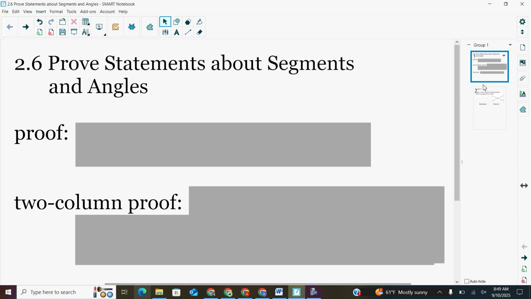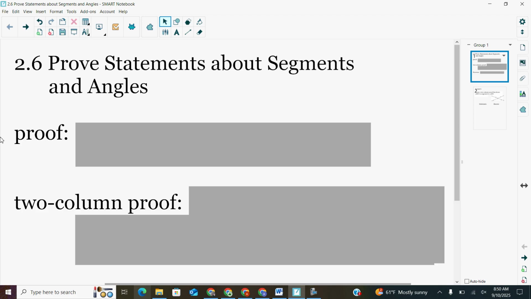Short lesson today. Look at that, two slides over here. That's not too bad. It's in section 2.6. 2.6 is officially titled Proof Statements About Segments and Angles.